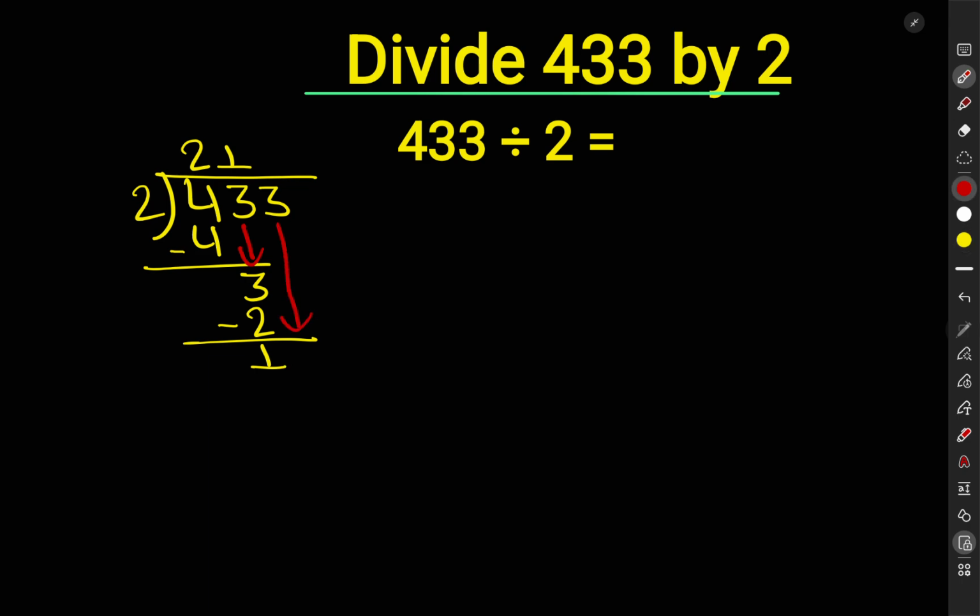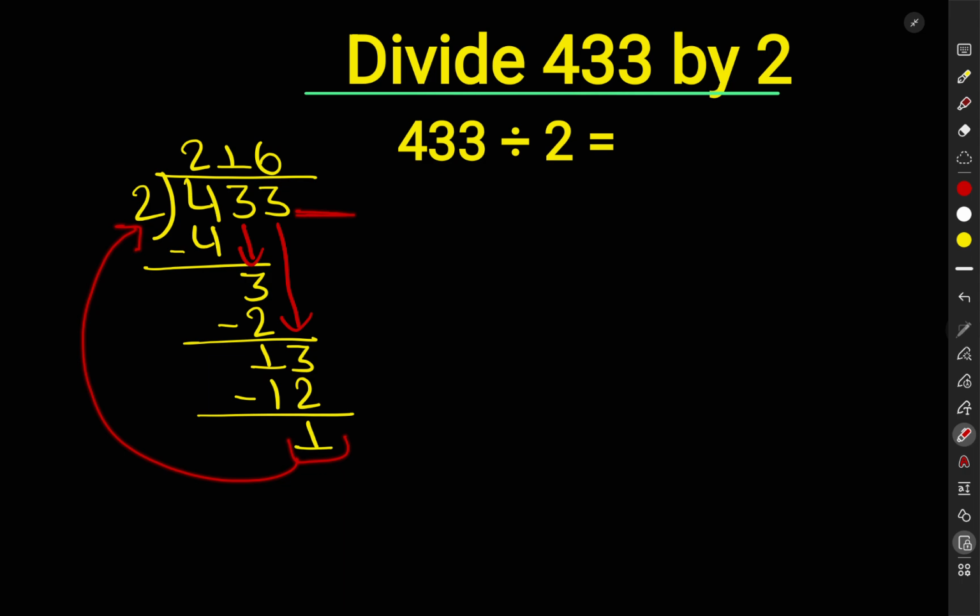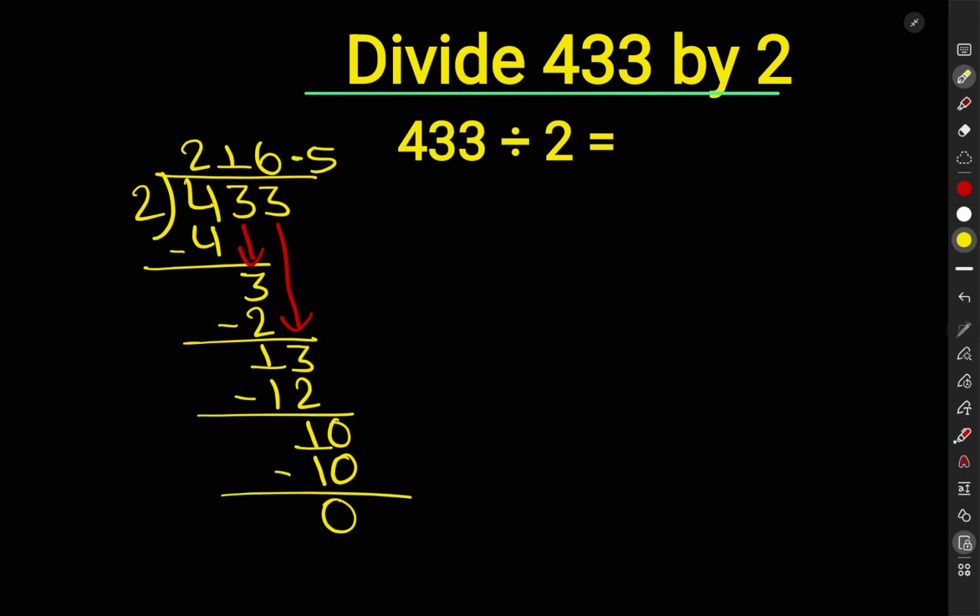Again we put down this 3 and it is 13. 2 times 6 is 12. On subtracting, it is 1. So now this 1 is less than 2 and there is no other number beside. So we put decimal so that we take 0. And 2 times 5 is 10. On subtracting, it is 0.